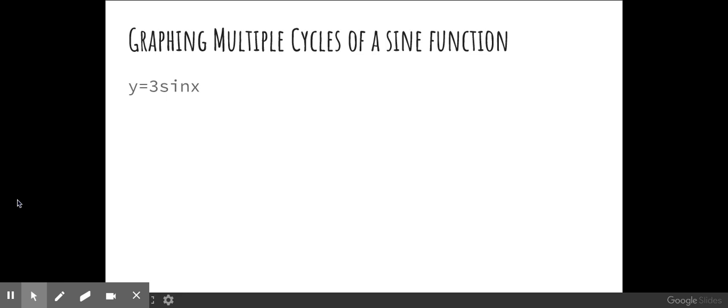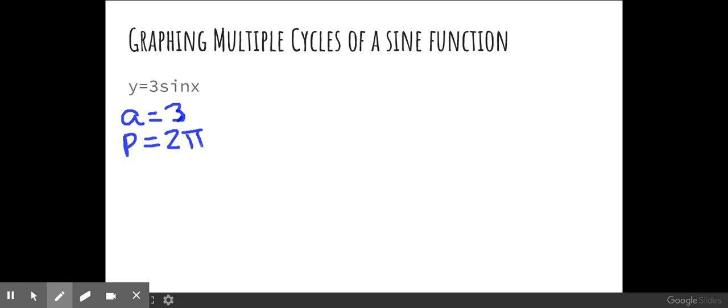So now in this video, we're going to look at how do we graph multiple cycles of the sine and cosine function. So we're going to start with the sine function, and anytime we graph, we're going to start it the same way. We list out the important information. So starting with amplitude here is 3, that's the number in front of the trig function. The period is always 2 pi over b. B is the number in front of x. There's no number there, so b is 1. So 2 pi over 1 is just 2 pi.